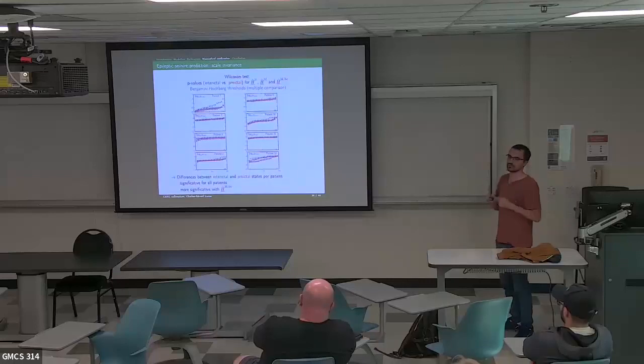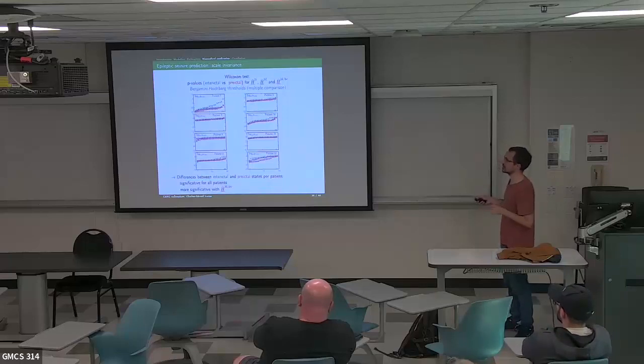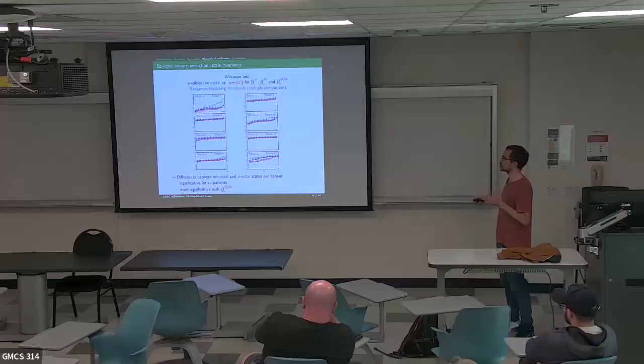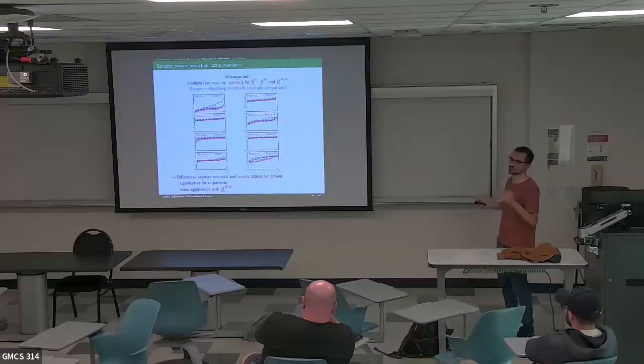So now, to quantify the differences, we can see here the Wilcoxon test p-values between the interictal and preictal states for the different estimators. In black, the univariate, in blue, the multivariate, and the corrected one in red, compared to the Benjamini-Hochberg thresholds for the multiple comparisons for the 8 patients. And we can see that the differences between the interictal and preictal states are significant for all the estimators and for all patients, but they are more significant for the corrected estimators.